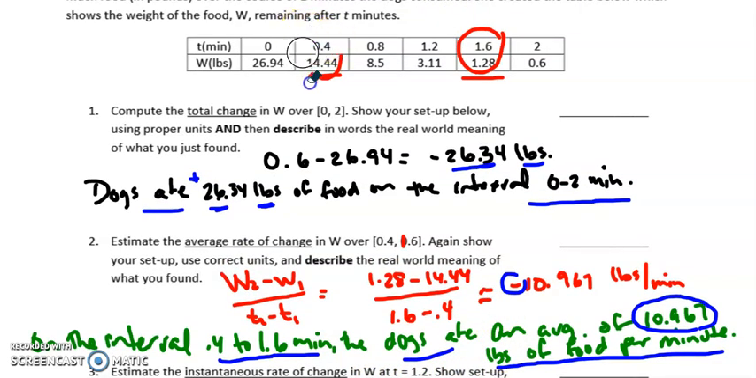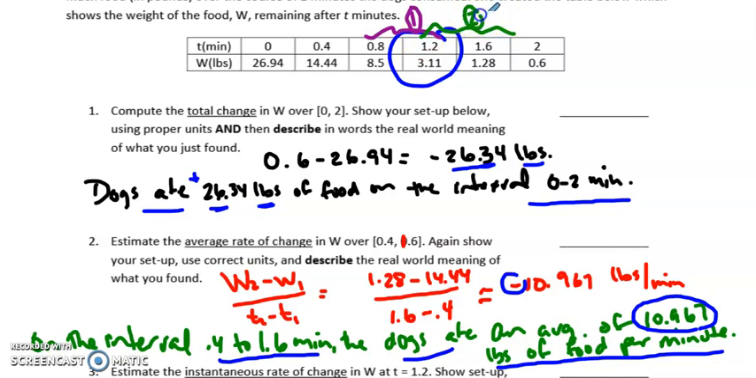So coming up to my chart, I have a value right here at time equals 1.2. But how do I find an instantaneous rate of change if I don't have 2 points? Well, I have 3 options. One is I could take the average rate of change between 0.8 and 1.2. Second option is to take the average rate of change between 1.2 and 1.6. And our third option is to take the average rate of change on 0.8 to 1.6.